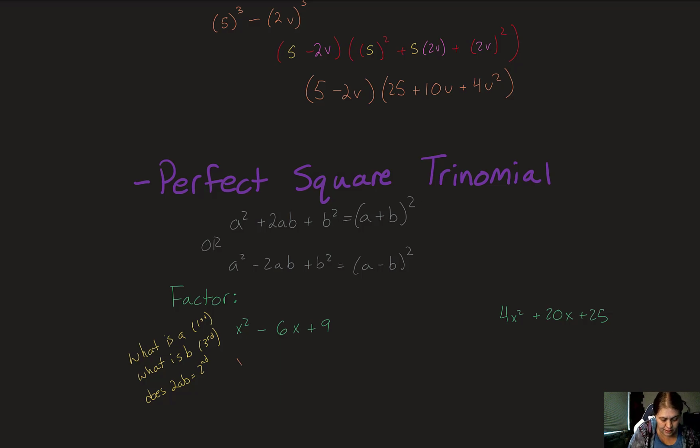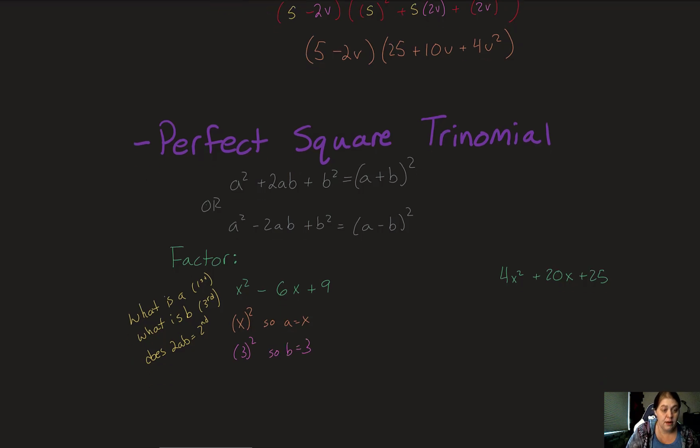So my first term is x squared, so A equals x. And then my third term is 3 squared, so B equals 3. And then we've got 2 times A, sorry, my pen's not cooperating. 2 times x times 3, so that would give me 6x for the second term. And 6x is the second term.